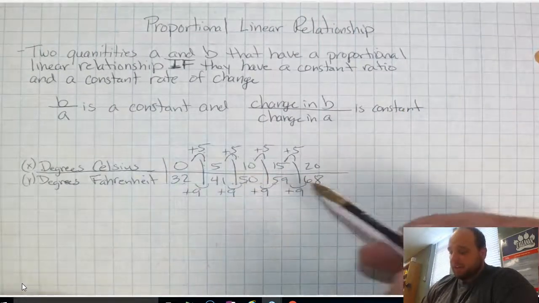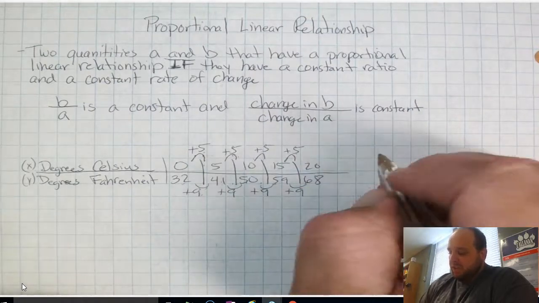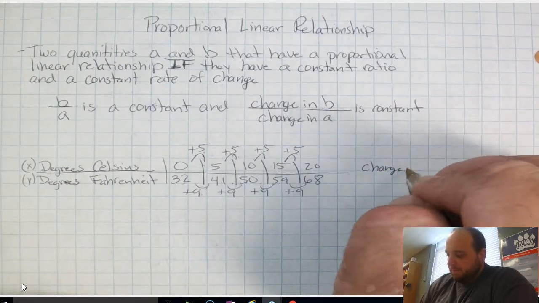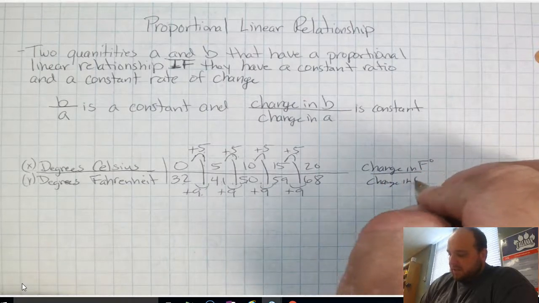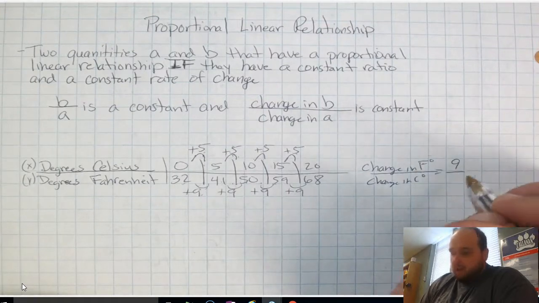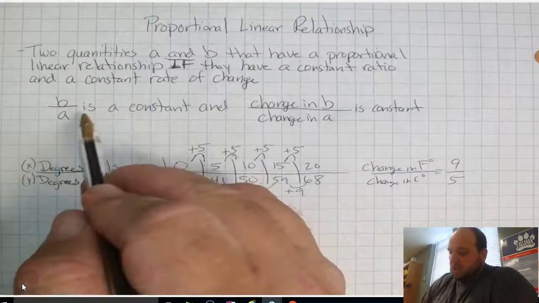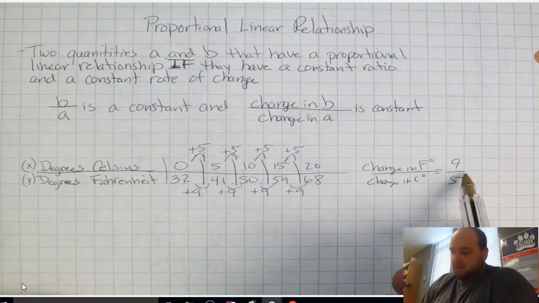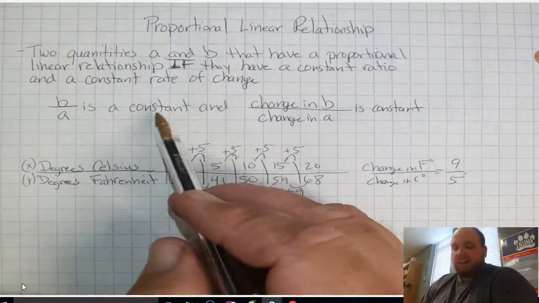So when I look at this, I can see that yes, there is a constant rate of change. The constant rate of change is 9 degrees, or the change in Fahrenheit over the change in Celsius, that would be your B and your A, which is 9 over 5. So that checks out. The change in B over the change in A is a constant, because it was the same each time. What I need to do now is figure out the ratio.